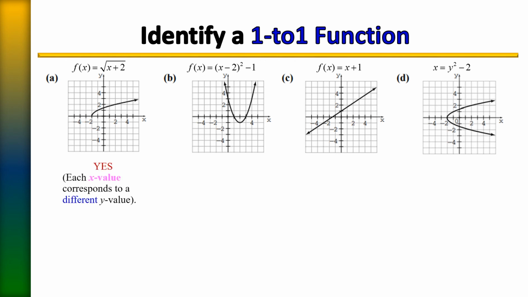If you said yes, that is correct. It passes the horizontal line test. How about B? If you said no, you are correct. It is not a one-to-one function. Each x value does not correspond to a different y value. You have two of the same y values for this particular function. That's why it fails the horizontal line test.